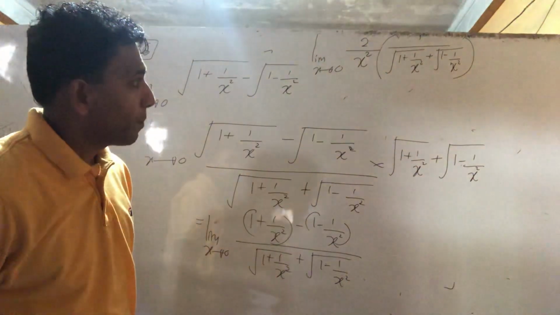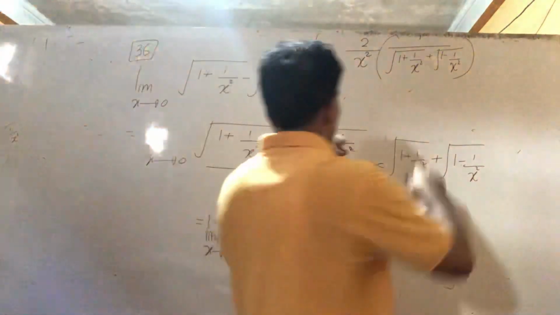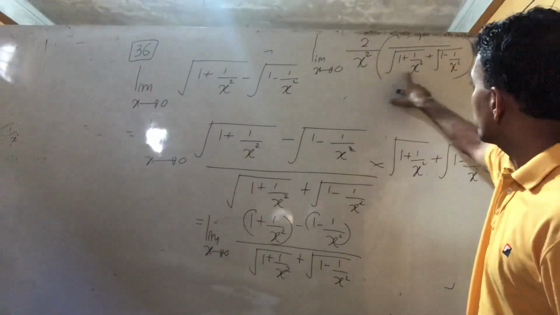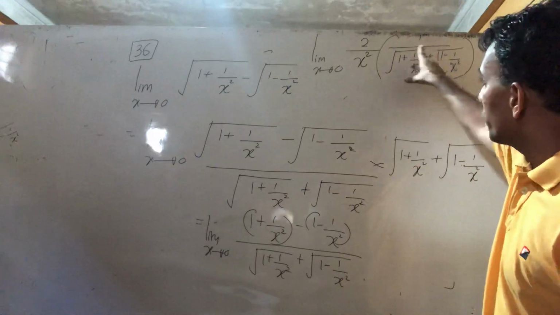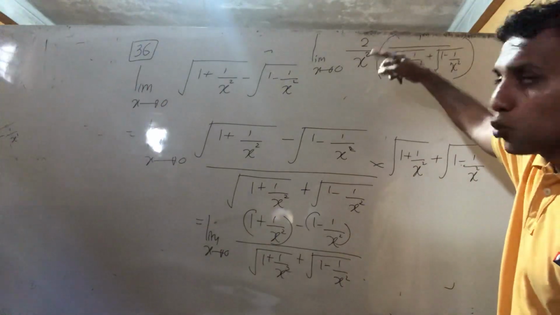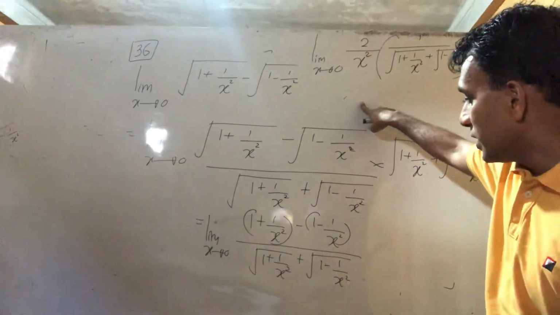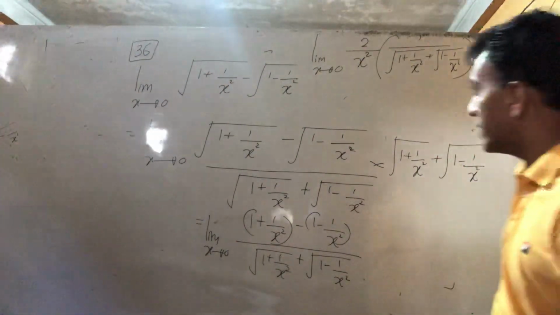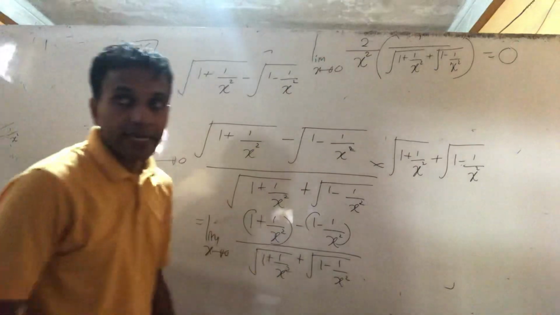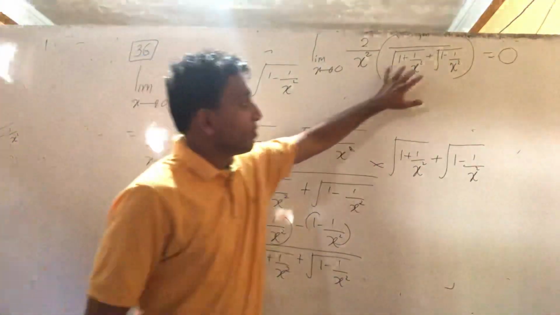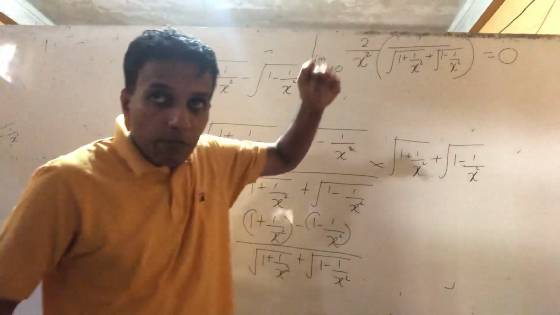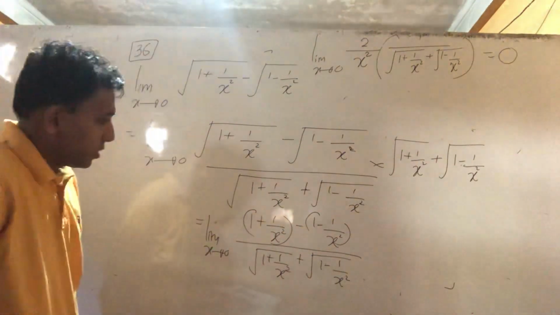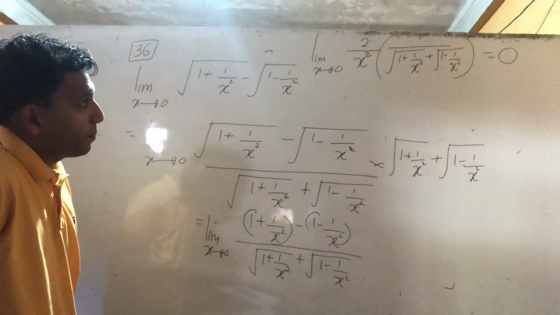So now we can apply x as 0. What happened here? As I mentioned, here infinity, here 0. It's completely infinity. 2 over infinity, the answer is 0. A number divided by infinity is 0. Okay, 2 over x square.